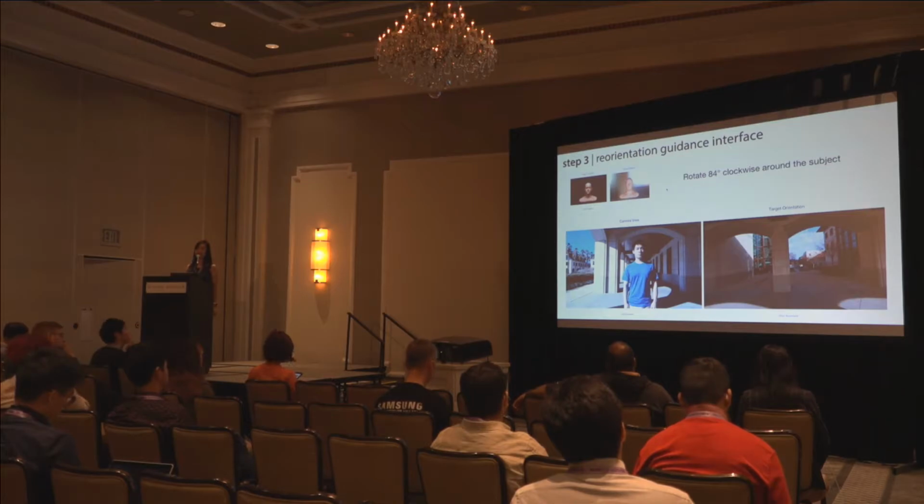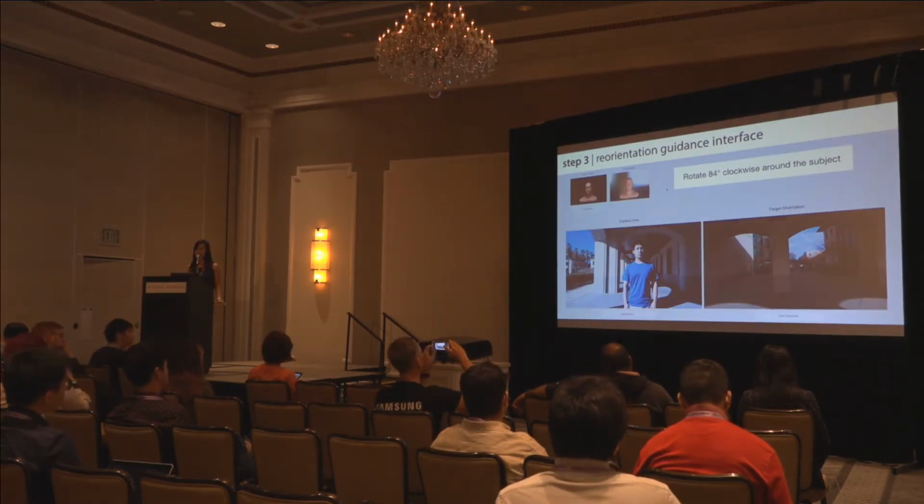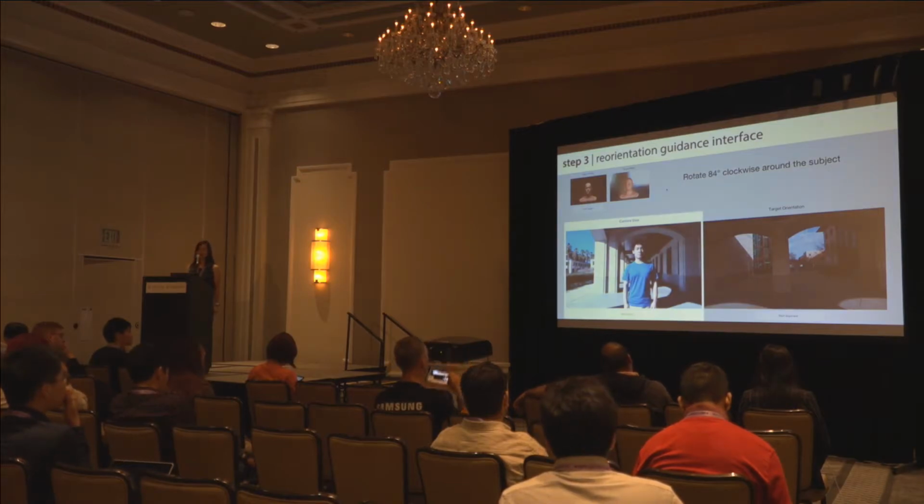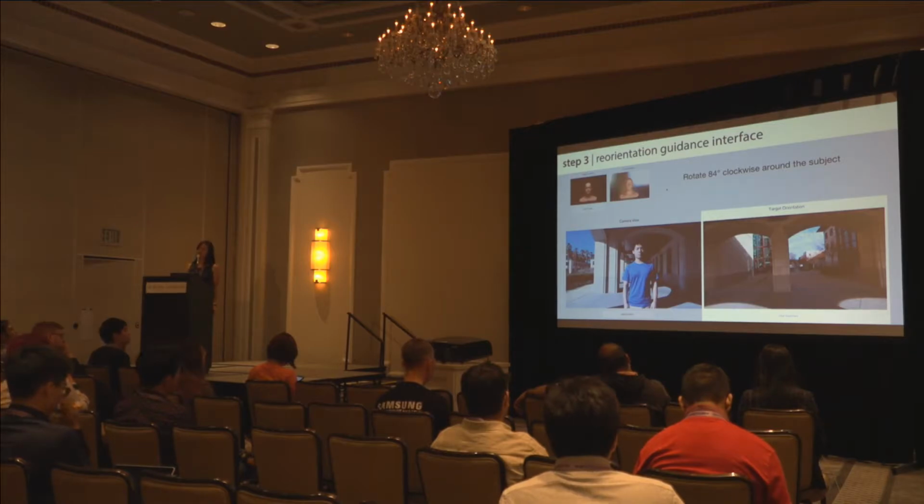Here is the Reorientation Guidance screen. So it tells the photographer how to rotate to produce the desired lighting. It also shows the current camera view and the target view, which shows the background once we reach the target orientation. So our goal is to match the background of the current camera view to the target orientation.